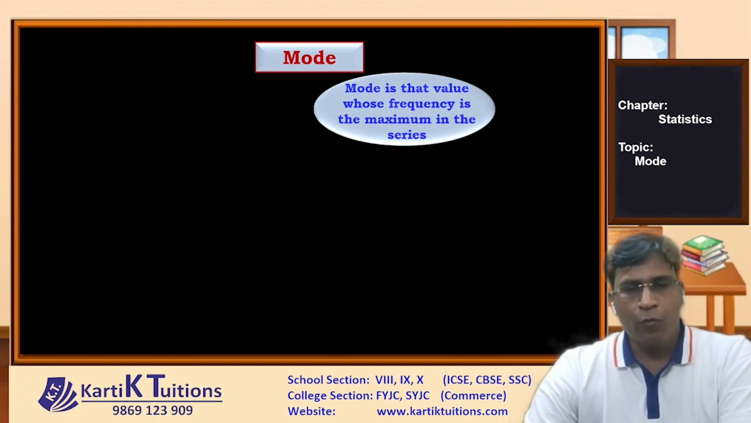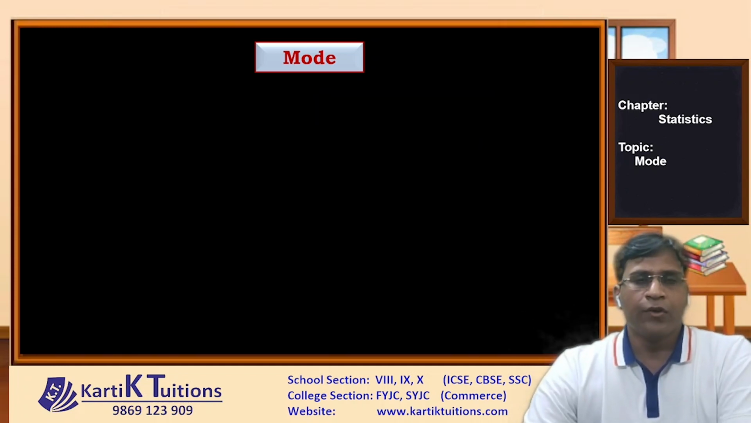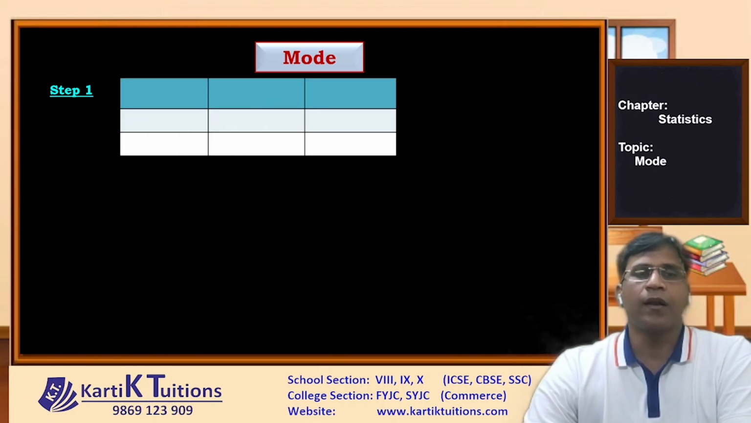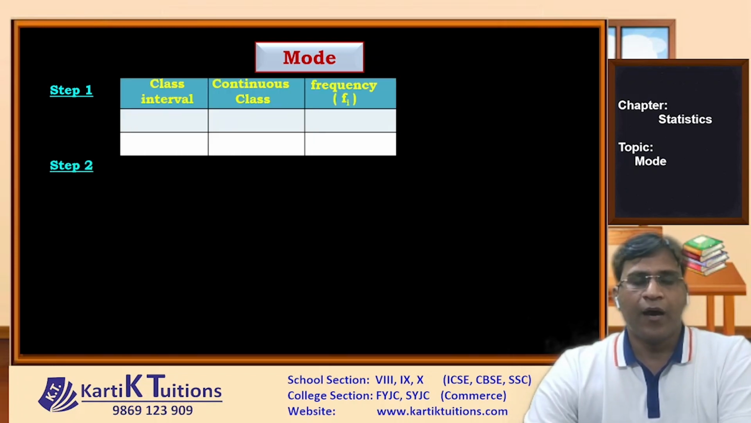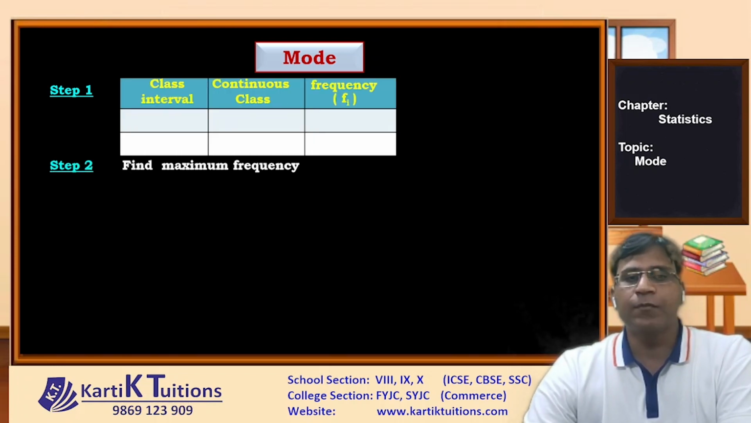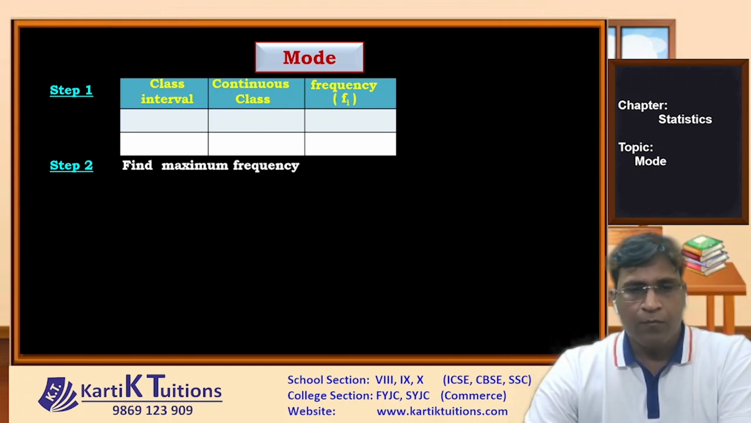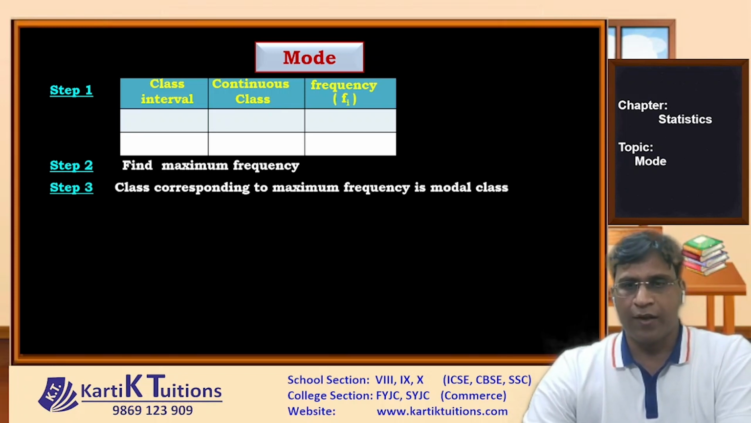Now see, for mode, we have to prepare a table with 3 columns if the classes are discontinuous. Then after that, we need to find the maximum frequency. You just check the frequency column and identify the maximum frequency value. Why do I need this? Because in median, we had a median class. So in mode, we have a modal class. The class having the maximum frequency is called the modal class.